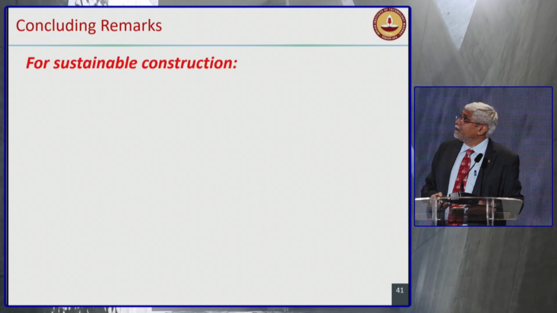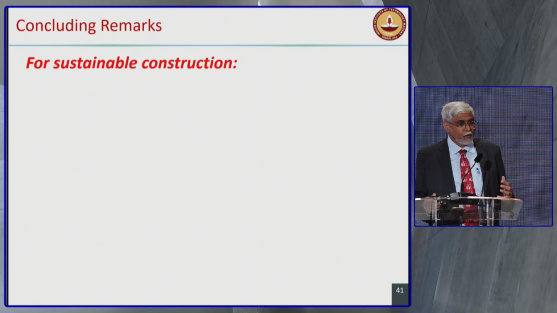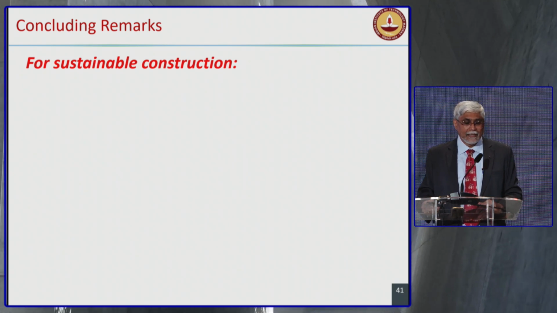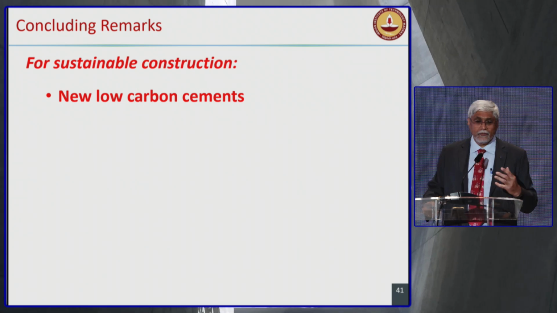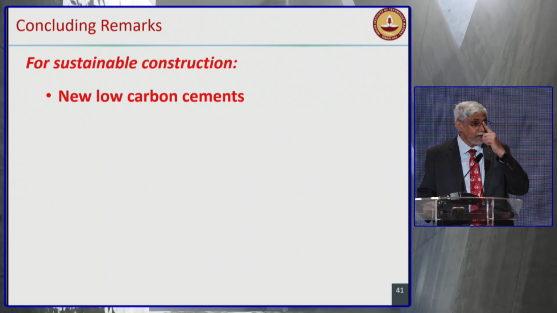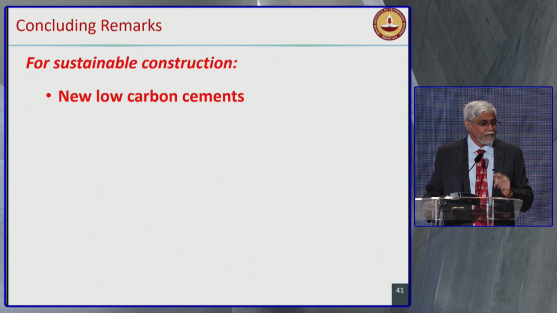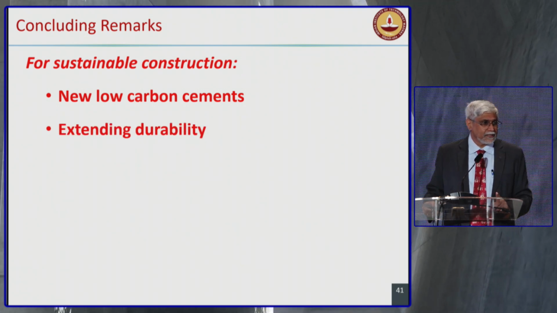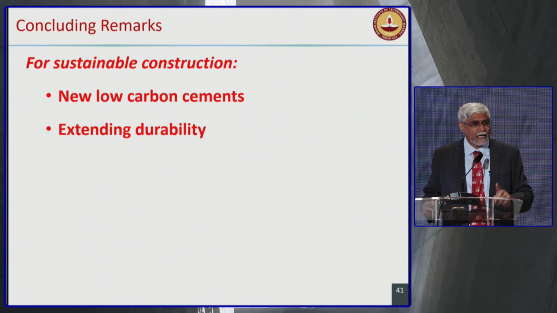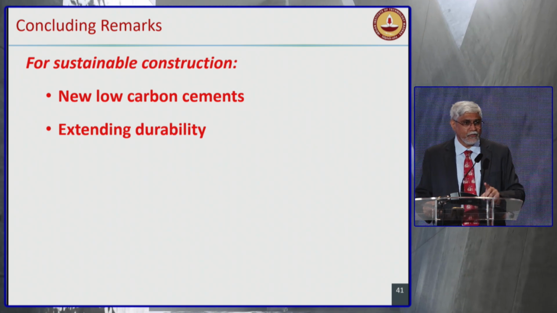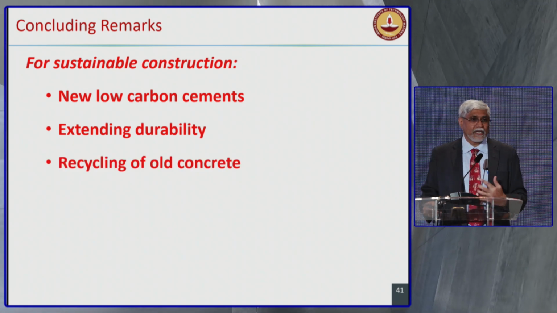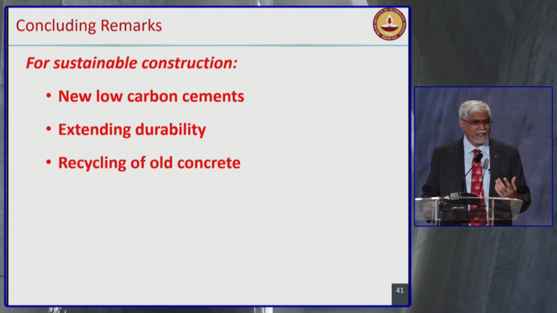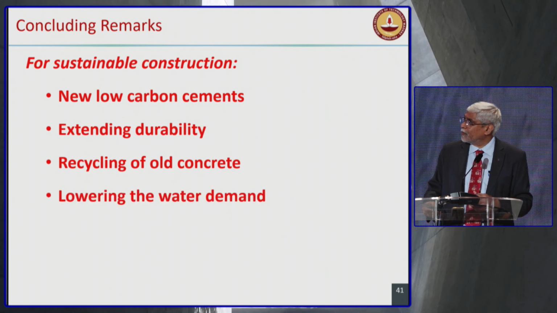So I will conclude. In my opinion, following from what Dr. Kasuga-san said, for sustainable construction, we need new type of cements, new type of binders. We have to explore. We have to extend durability. Durability is very, very important. We cannot talk about sustainability without durability. We should try to recycle. We should try to recycle as much as possible. It is possible. It will take a little bit of effort, but it is possible.